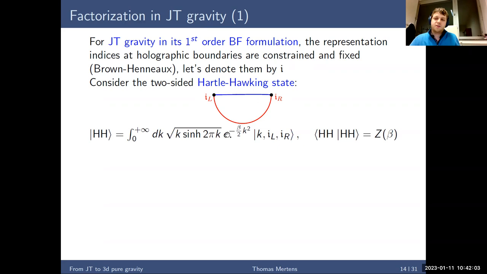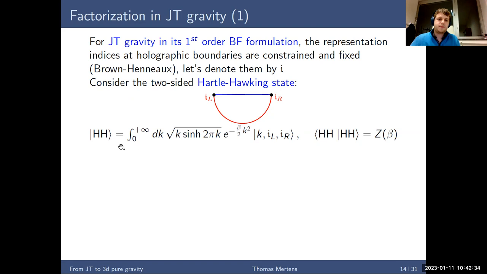Then I can write the Hartle-Hawking state for JT gravity as this particular state. So it's an integral over K. This is the same K variable we had earlier. There's a square root of K sinh 2 pi K and e to the minus beta over 2 K squared. And then we have this two-sided state here, K, and then I left, I right. So this thing here is the analog of the state that lives here, but with a representation label K. So this is the thing that we know how to split in two pieces from the previous slide.